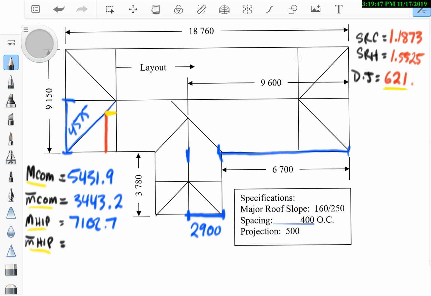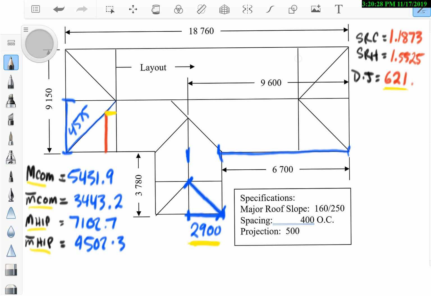Now we'll go back to the minor hip, the line length of our minor hip. We simply take the run of our minor common, which is 2,900, and we'll multiply that by slope ratio hip, 1.5525, which gives us a line length for our minor hip of 4502.8. Now, one thing to keep in mind, that will give us the run of our hip here, from there to there. That's the line length of our hip.